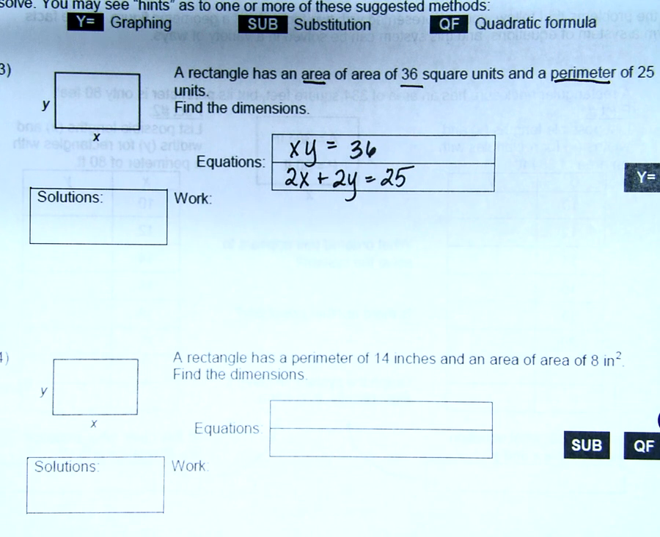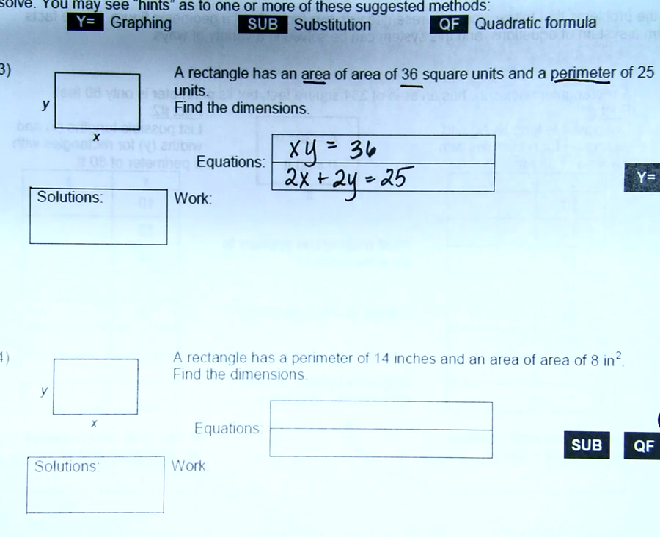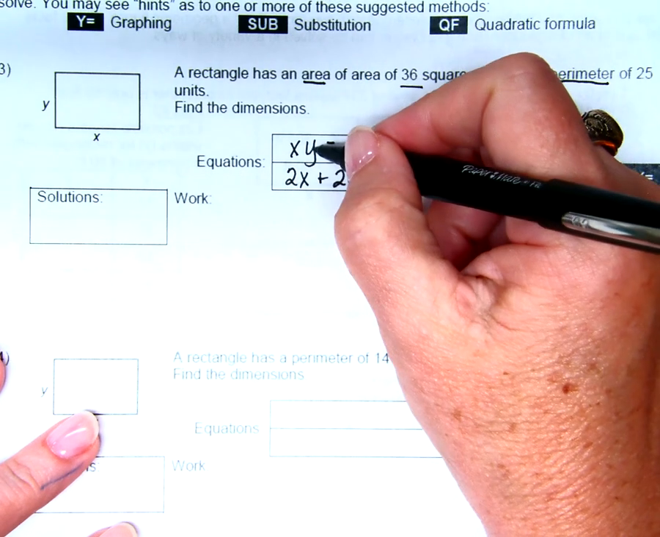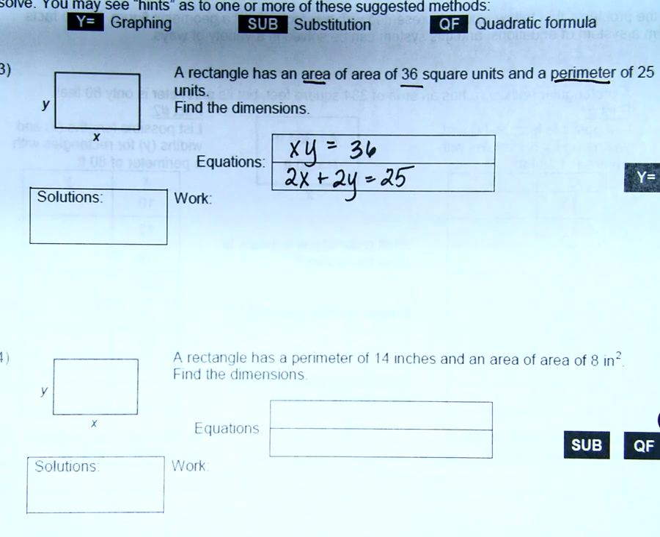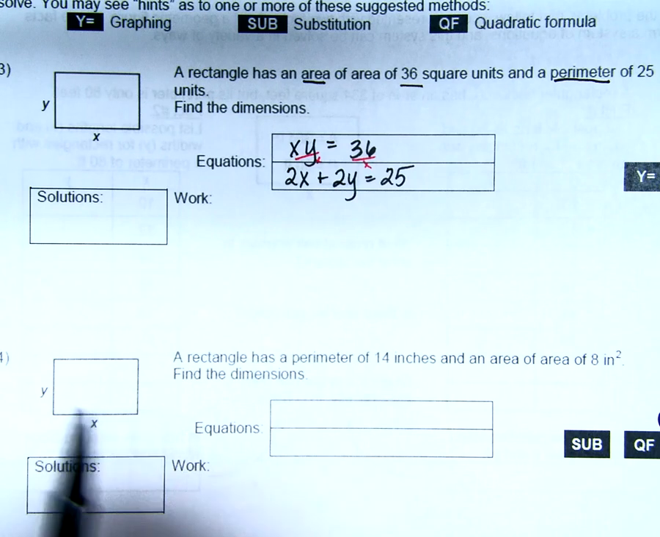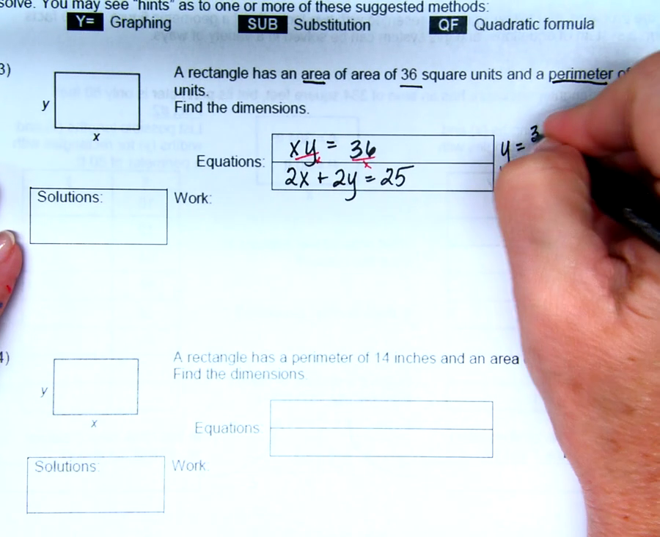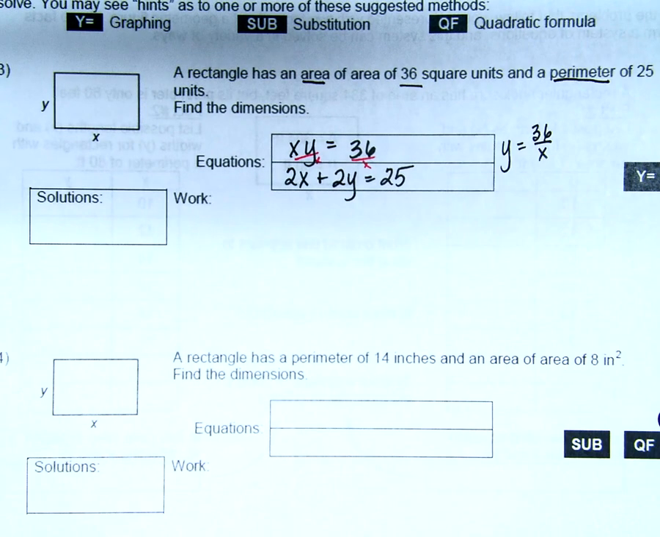Say it one more time. Okay, so which variable, x or y, do you want to solve for on the top one? Y. Okay, so for solving for y in the top equation, first I need to divide both sides by x, right? So y is going to equal 36 over x, right? Good.